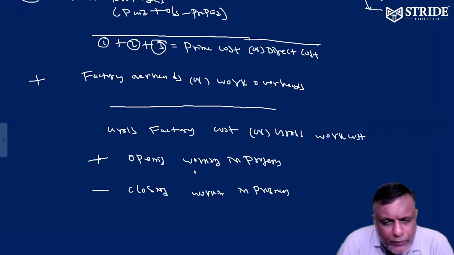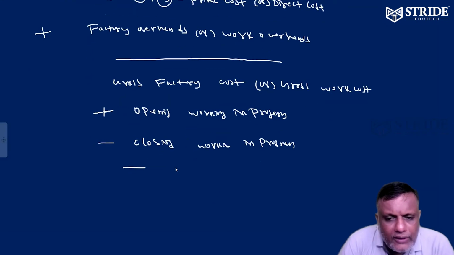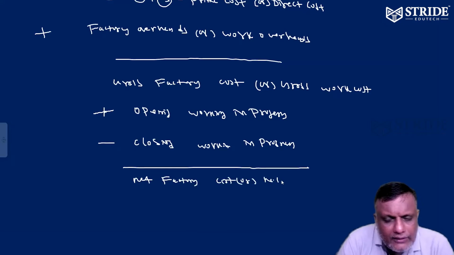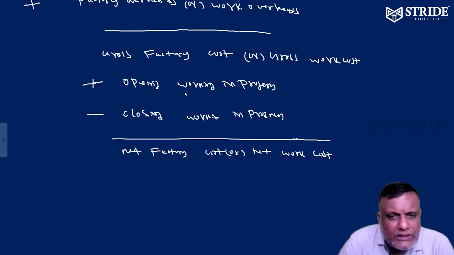So work in progress is always under production. The product is under process now. So add opening work in progress, subtract closing work in progress, and you'll be getting net factory cost, or net work cost. So gross factory cost plus opening WIP minus closing WIP gives you net factory cost, or net work cost.